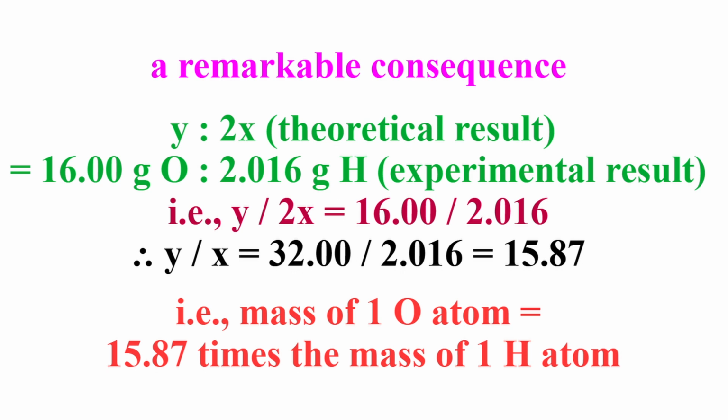For example, let us consider the experimentally known ratio of 16.00 gram O2 to 2.016 gram H2. This leads to the result that the mass of one oxygen atom must be 15.87 times the mass of one hydrogen atom as shown here.